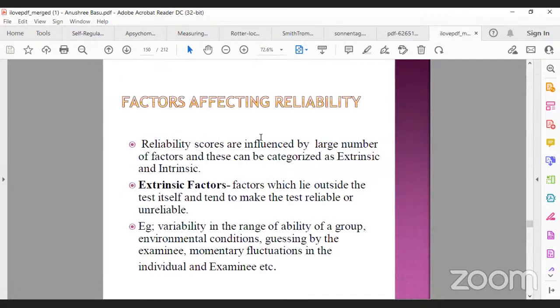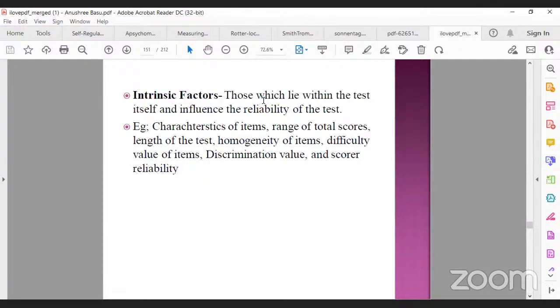So these are some of the factors affecting reliability. Reliability scores are influenced by a large number of factors. There are some extrinsic factors which lie outside the test and tend to make the test reliable and unreliable, such as variability in the range of ability of the group, environmental conditions, guessing by the examinee, momentary fluctuations in the individual and examinee. So these are the extrinsic factors, and some of the intrinsic factors lie within the test. When we are talking about intrinsic factors, they do not lie in the individual, they lie within the test and influence the reliability of the test.